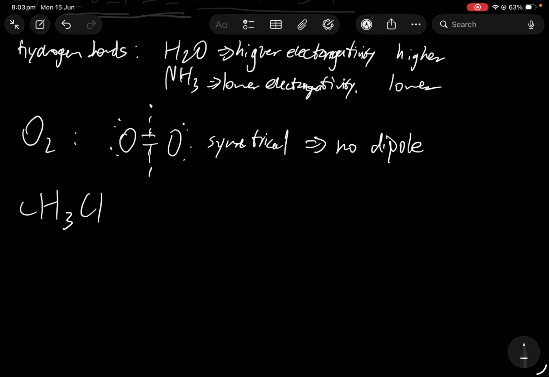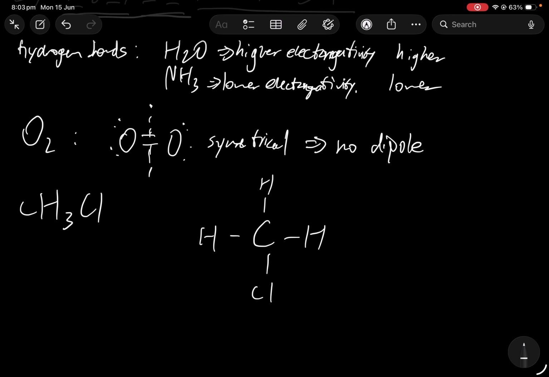How would this work? So we have carbon here, hydrogen, and chlorine. I think that's how it works. And this will be in a tetrahedral form.